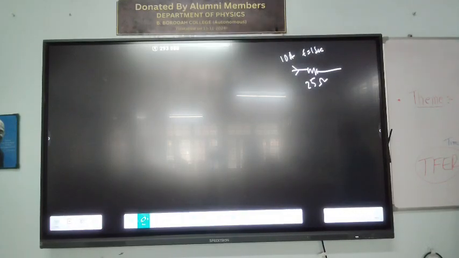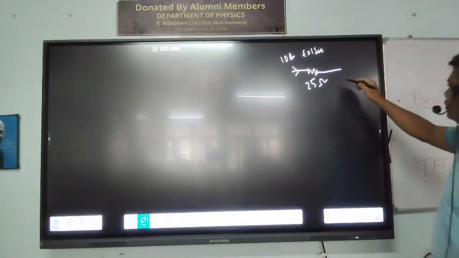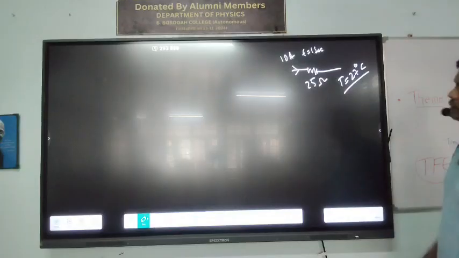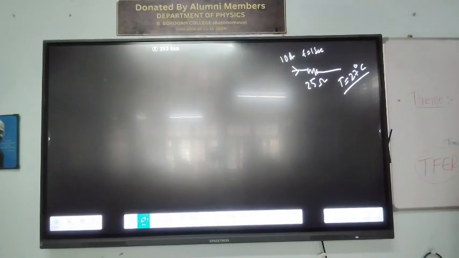While its temperature is kept constant at 27 degree Celsius. So I am keeping the temperature constant at 27 degree Celsius. Calculate the change in entropy of the resistor and the universe.